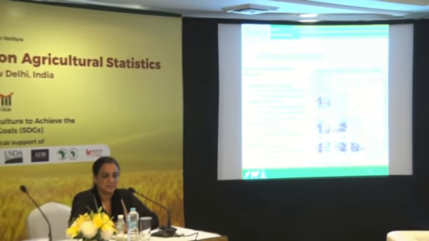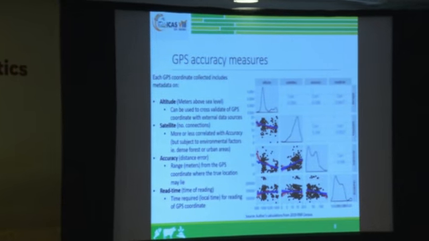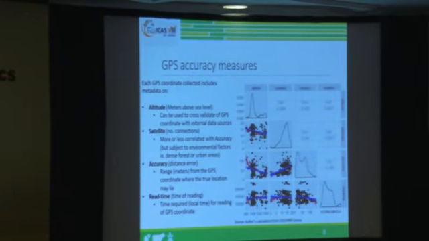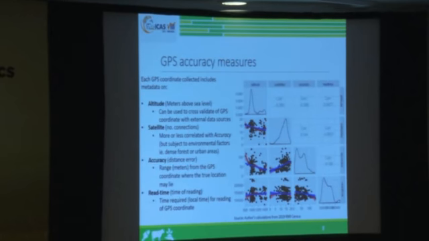In addition to the time variables accounted for within the paradata, there are also different types of paradata. One of those types is the use of GPS data. Every time we collect a GPS point through the tablet application, in this case CSPro, which is the Census and Survey Processing System, it gives us a few different auxiliary variables or parameters about the GPS point that was collected during the interview. On this slide we've listed four of these variables: altitude, satellite, accuracy, and the read time.